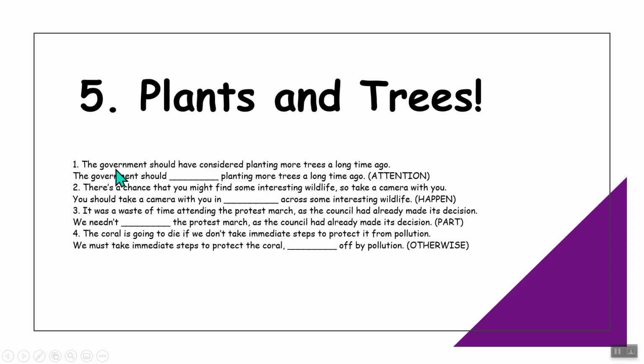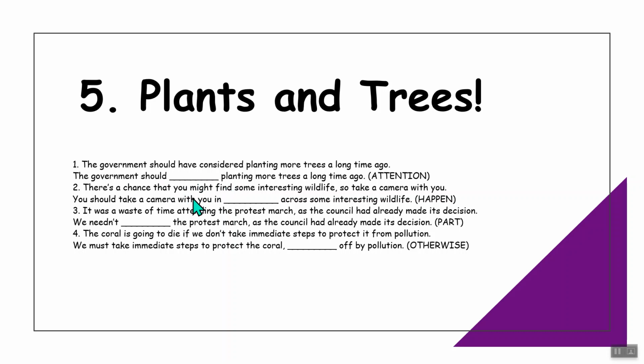So the government should have considered planting more trees a long time ago. So should have considered. So the government should, so attention, there's a phrase here, pay attention to. So you have to know that. So the government should pay more attention to planting more trees, maybe. But should have, so it's in the past modal here. So we should say the government should have paid more attention to.